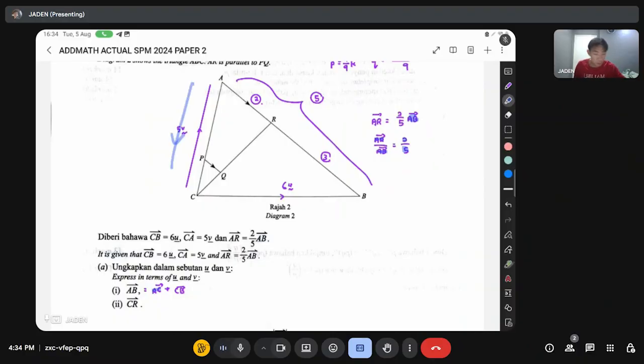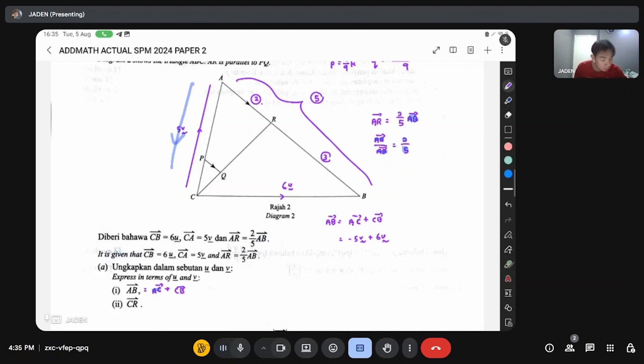You are going in opposite direction. So your AB, if I write it here, is AC plus C to B, right? Since you are going in opposite direction, you want to do negative 5V here. And then C to B alone will be 6U, straight away from the question.